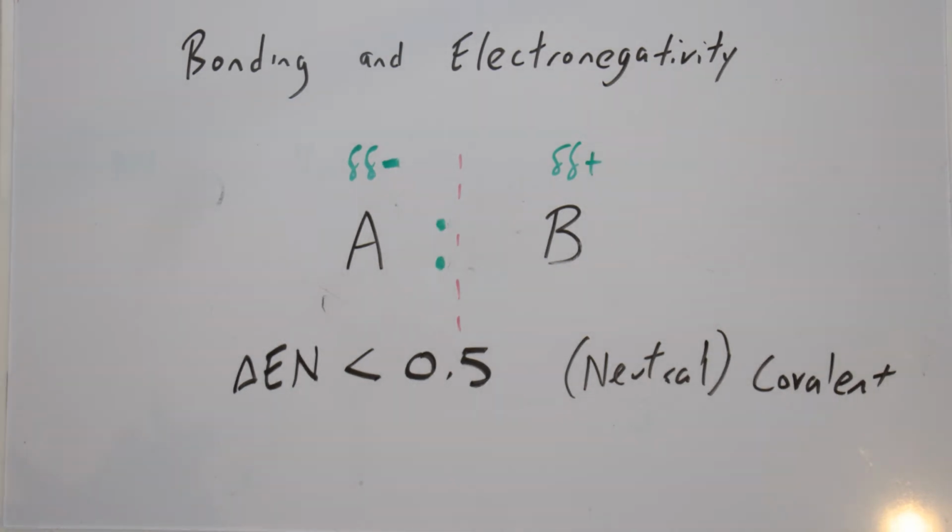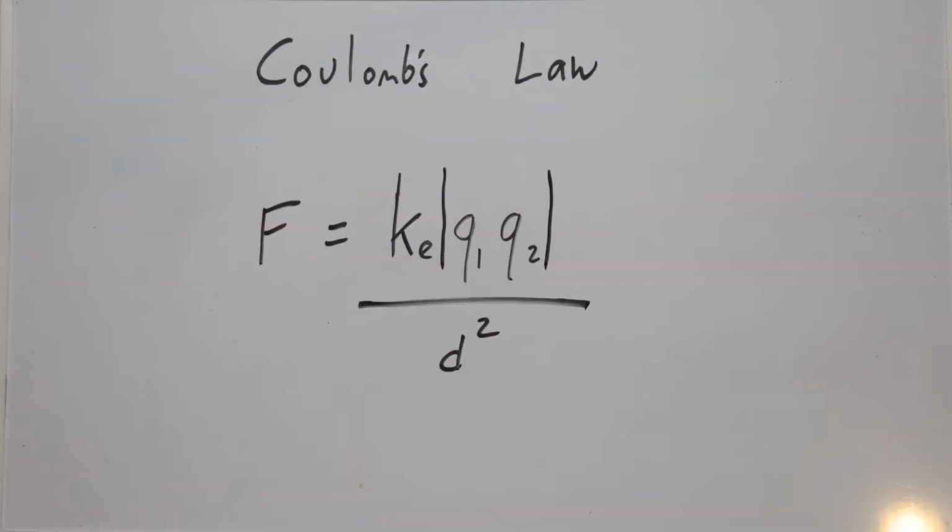Okay, the basic thing we need to think about from physics terms is Coulomb's law. Attractive force, or repulsive force if the charges are identical, is equal to a constant k times the magnitude of each charge, q1 and q2 as an absolute value, over the square of the distance between them.